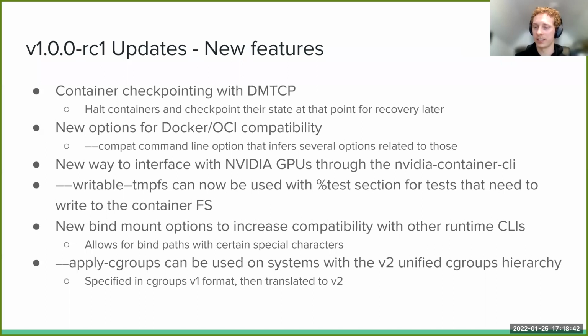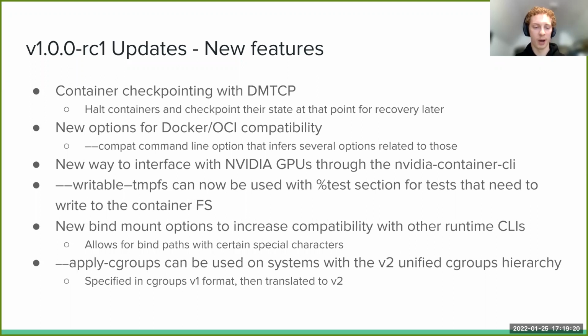Now you can use the NVIDIA Container CLI, and there are a few other options that surround that as well. The option to get a writable temporary file system, basically in RAM, can now be used with the test section for tests that need to be able to write to the container file system. There are a number of different sections when you build a Singularity container. Test is one of them that allows you to specify commands that you want to run when the container builds so that it automatically does a test. So you can now use tests that need to write to the container file system with the writable tempfs option.